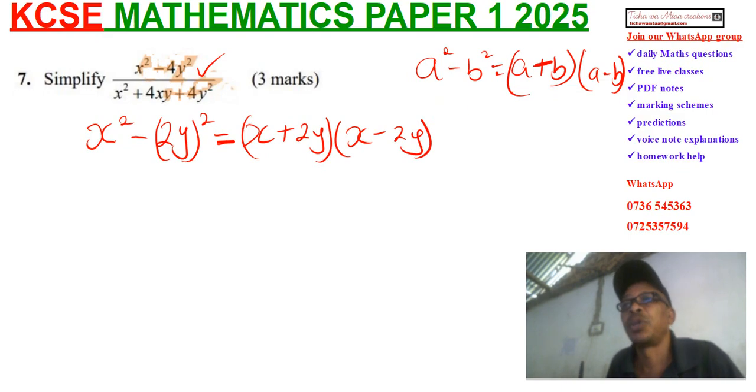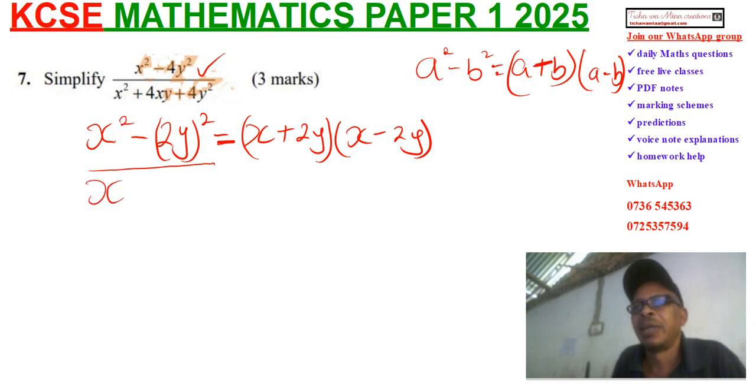Now once you have that, we come to the denominator. We have x squared plus 4xy plus 4y squared. So that is what we have in our denominator.